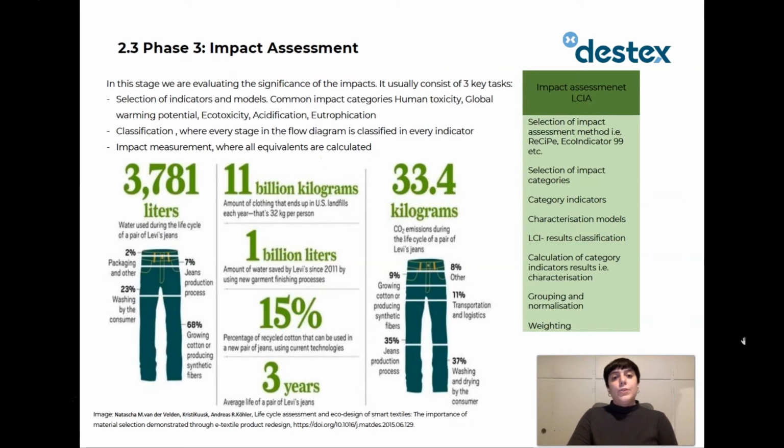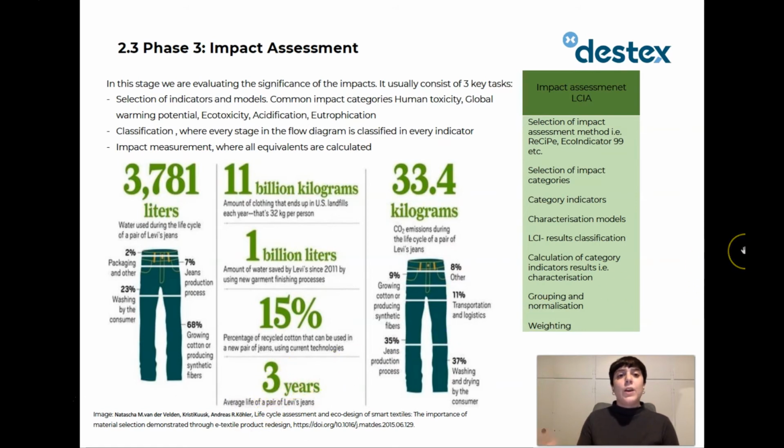It is important to understand phase 3, which is the impact assessment of a garment. For example, for a pair of Levi's jeans, we have here emissions of 3,781 liters of water used, while CO2 emissions come to 33.4 kilograms during the life cycle of a pair of Levi's jeans, while the average life of a pair of Levi's jeans is 3 years.